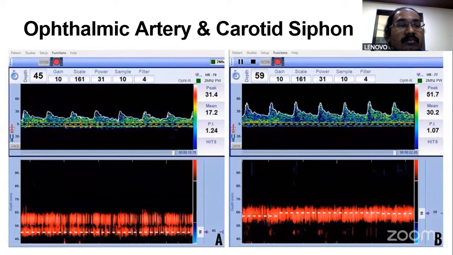So here we can see that in the first image at a depth of 45 mm, we get a spectral waveform which is above the baseline, showing a mean of 17.2 centimeters per second. Here, compared to the second image, the diastolic velocities are less, and peak systolic velocities are less. Whereas in the second image, we have a spectral waveform which is above the baseline at a depth of 60 mm. And this looks more like a low resistance spectral waveform because the end diastolic velocities are much preserved. By this way, we differentiate the ophthalmic artery and carotid siphon.